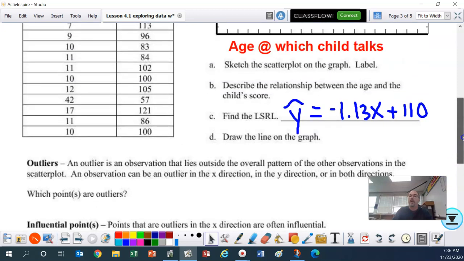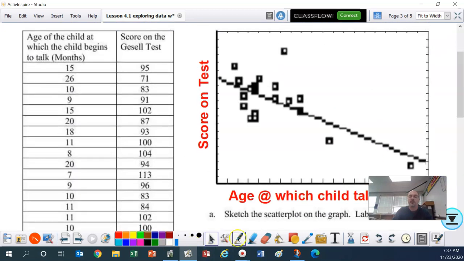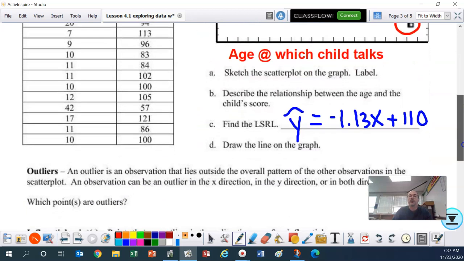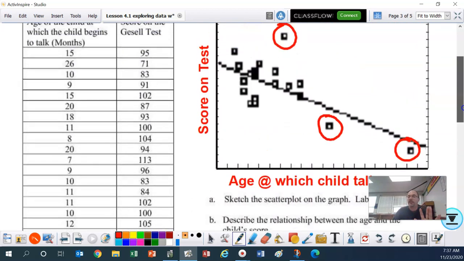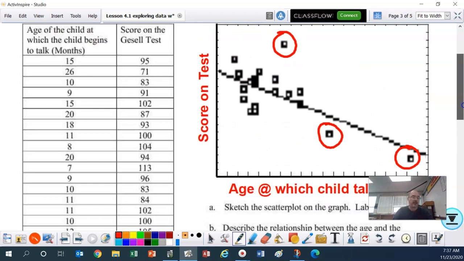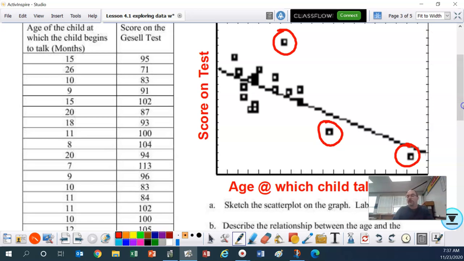Which points are outliers? Well, ladies and gentlemen, there are 3 of them. This would be an outlier, this would be an outlier, and this would be an outlier. So those 3 are considered outliers. The first one, this one up here, is an outlier in the y direction. These 2 are outliers in the x direction. Now, I'm going to save a little time. There are three children that are considered outliers, and I'm going to label these for you so you don't actually have to look through the list.